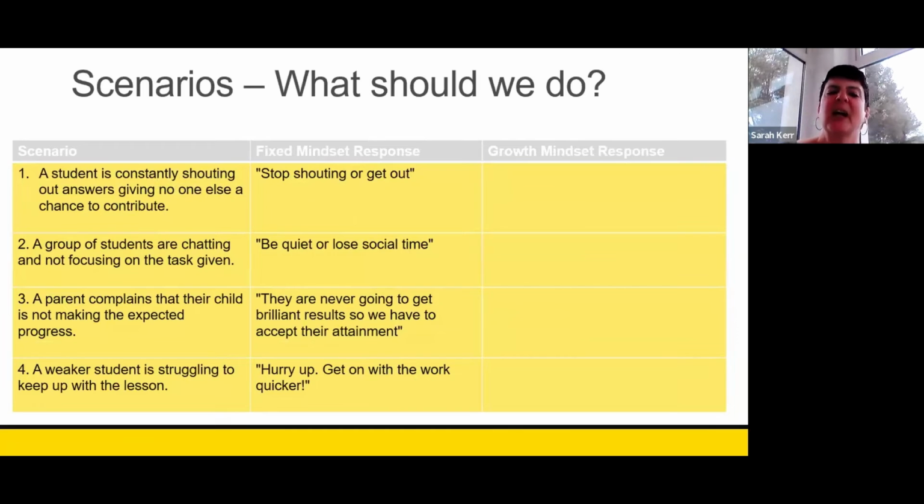Okay, the third scenario, a parent. I'm sure we've come into contact with this scenario. A parent complains that their child is not making the expected progress. A fixed mindset response would be, "They are never going to get brilliant results, so we have to accept their attainment." How can we make that a growth mindset response?